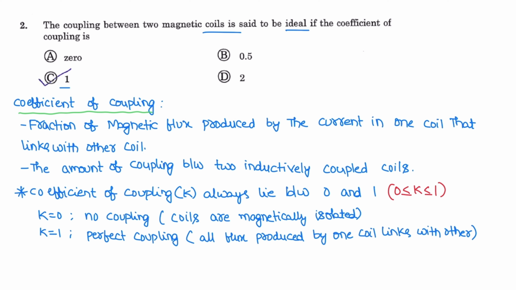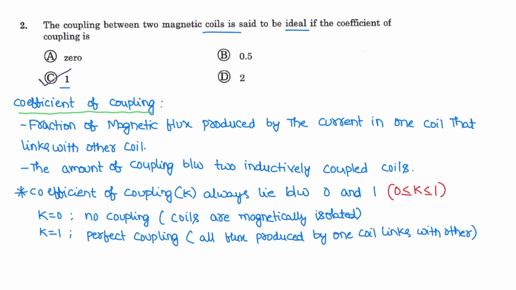If K is 0, there is no coupling, that means the coils are magnetically isolated. If K is 1, it is perfect coupling, that is, all flux produced by one coil links with the other coil. Therefore the correct option is C. If two coils have ideal coefficient of coupling, that is perfect coupling, K is equal to 1.